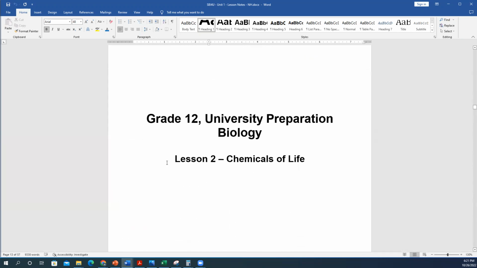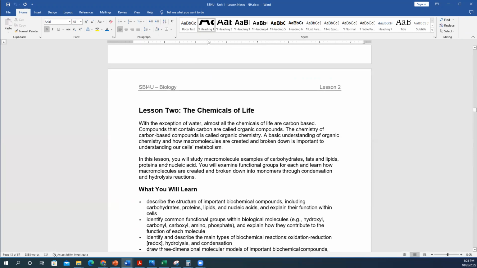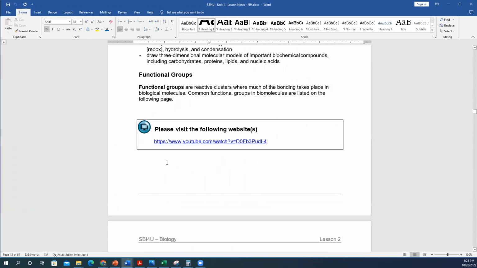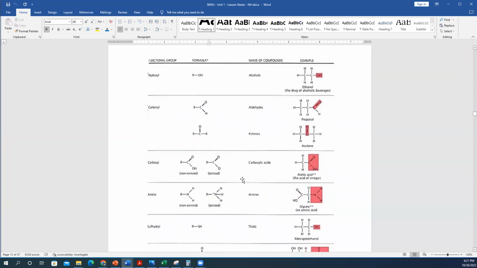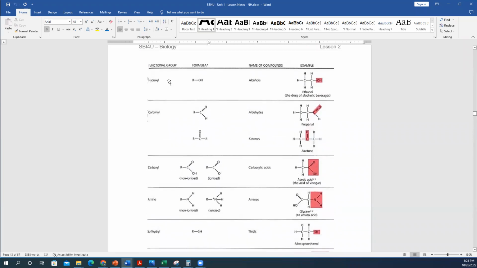We continue to talk about the chemistry of life. We talked about functional groups, and I hope you guys are familiar with all of these functional groups by now. Certainly those of you who have already taken grade 12 chemistry should be very familiar with these. You should know these functional groups inside and out.